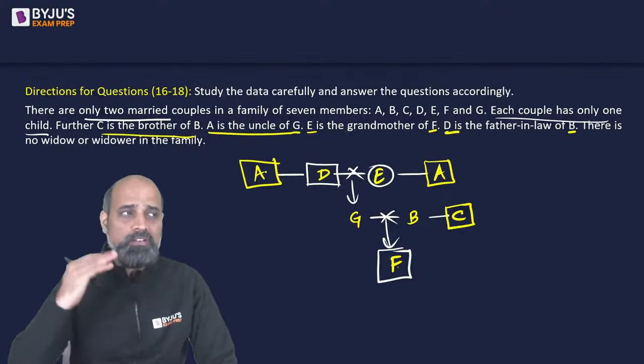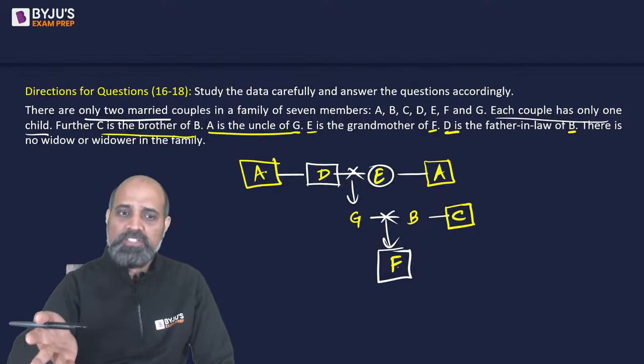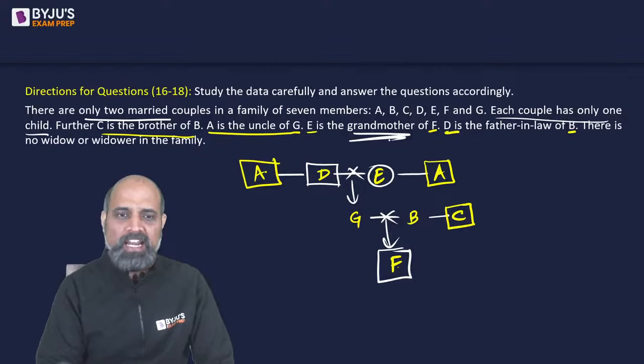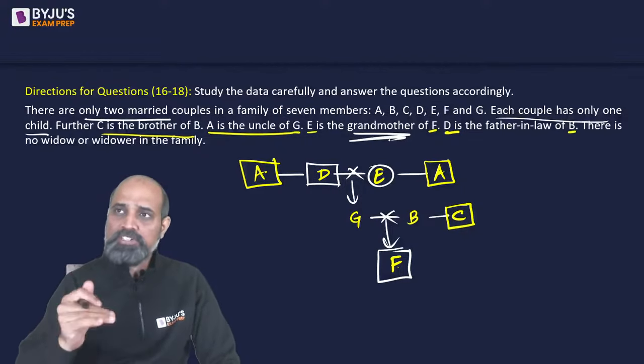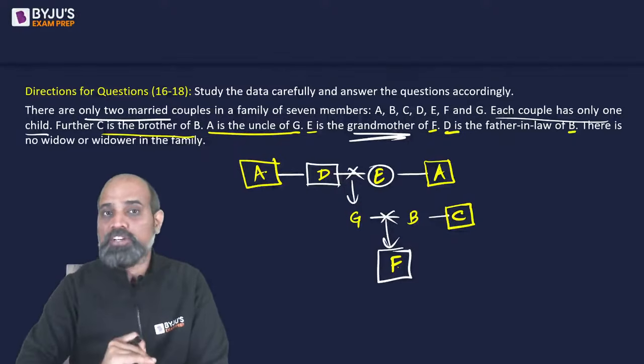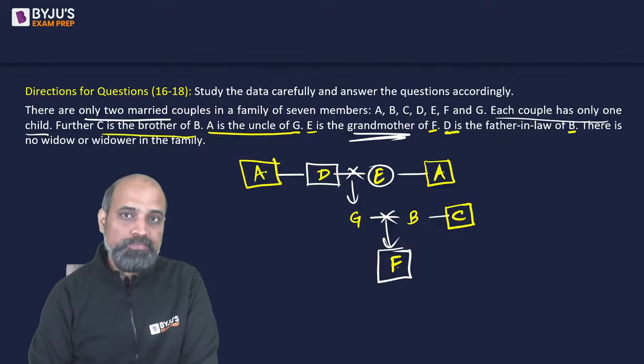Remember this, if you are talking about three generations, right? How do we know three generations? Because of the word grandmother here, right away. If you are talking about at least three generations, then you definitely need a couple in each generation on the top. Okay?